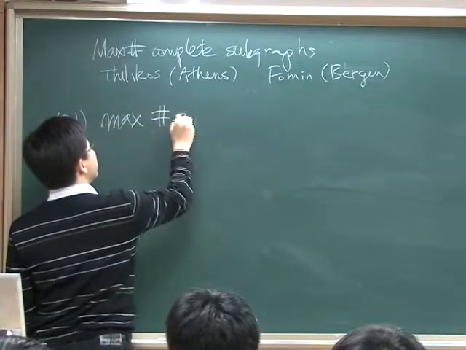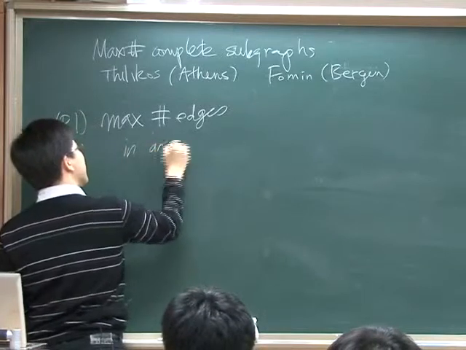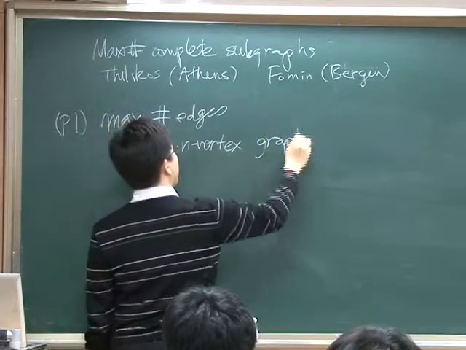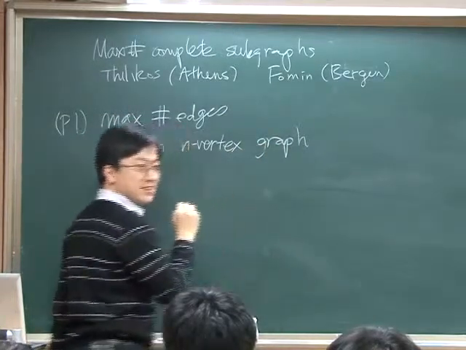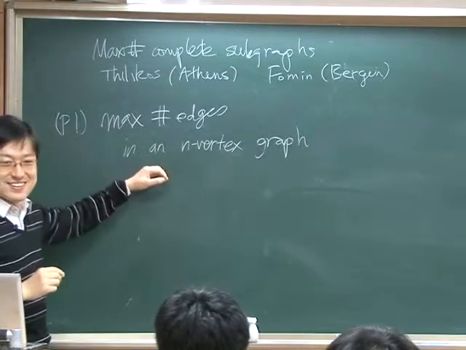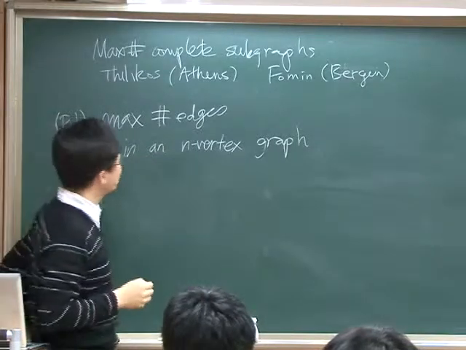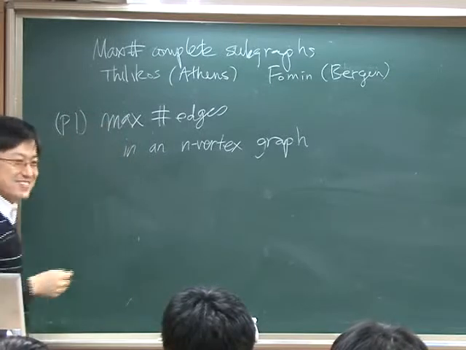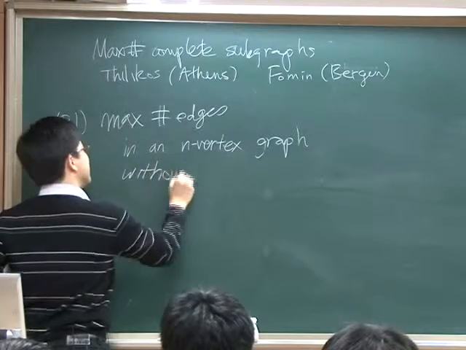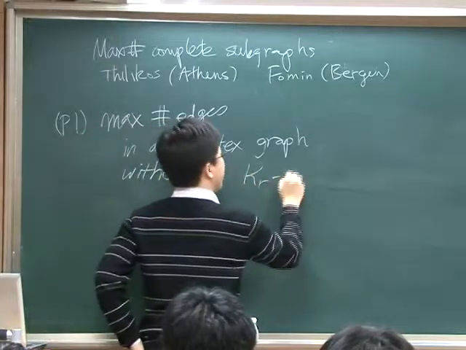So what is the maximum number of edges in an n-vertex graph? Well, if I stop here, then the answer is quite trivial, right? So n choose 2. So then it's trivial. So let me make a modification: without a K_r minor.